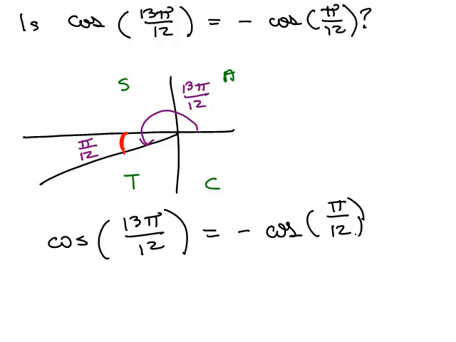All right, and so I've got the cosine of 13 pi over 12 equals negative the cosine of pi over 12, which, that's exactly the question we had. We've just found out that's true. So the answer is a yes.